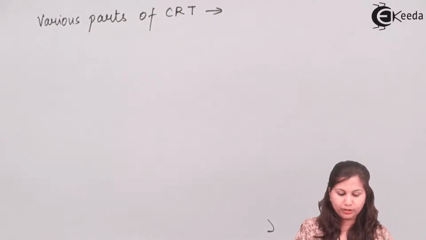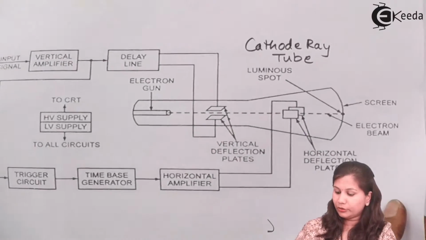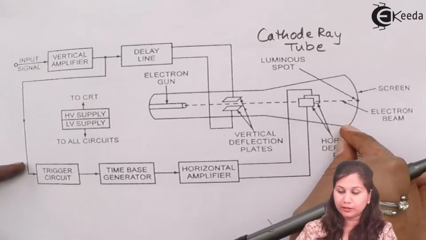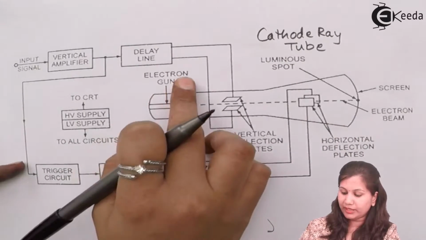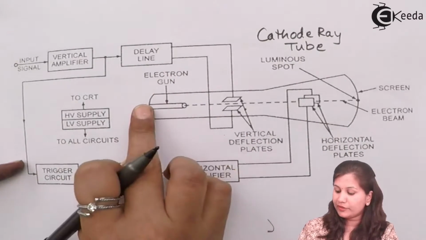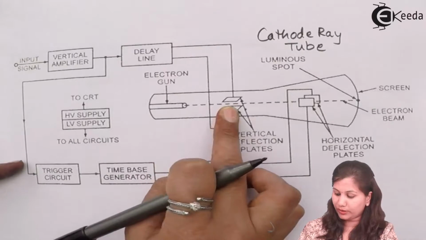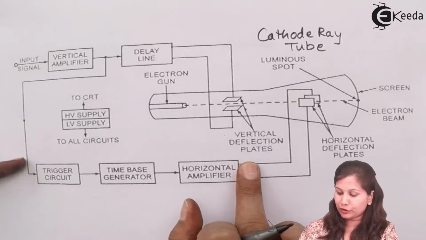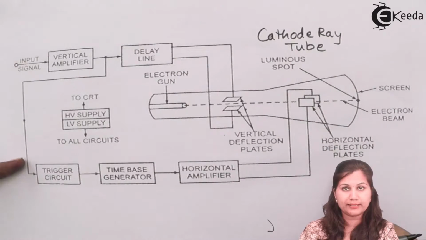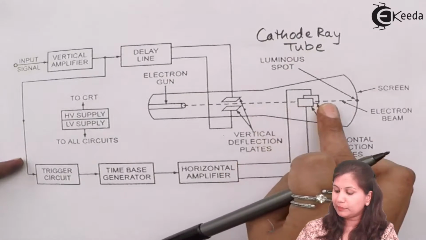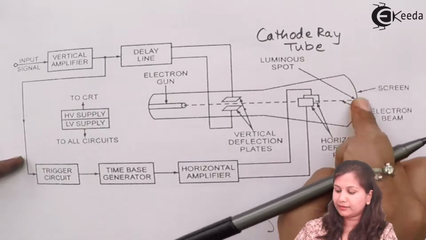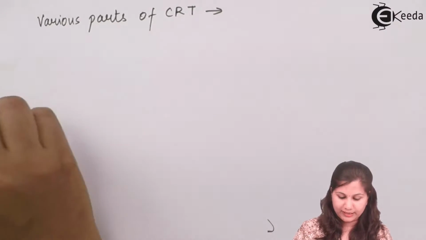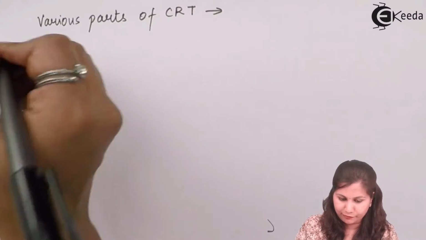If we come to the block diagram again, you can see here that in the CRT we have a glass envelope, and in this glass envelope we have an electron gun which produces the beam of electrons passing through two pairs of plates. One is the vertical deflection plates and the second is the horizontal deflection plates, and then this beam of electrons strikes the phosphor screen.